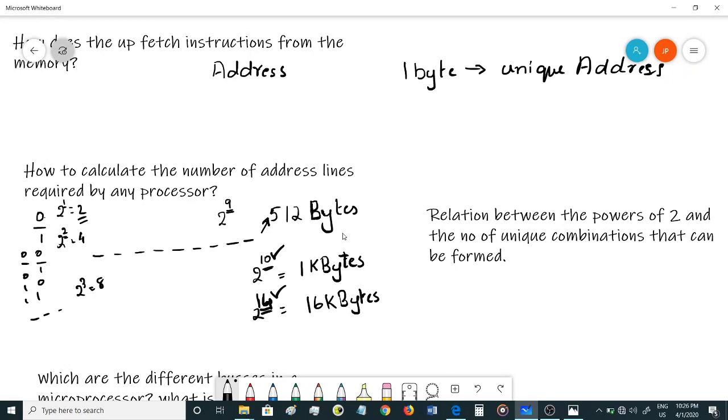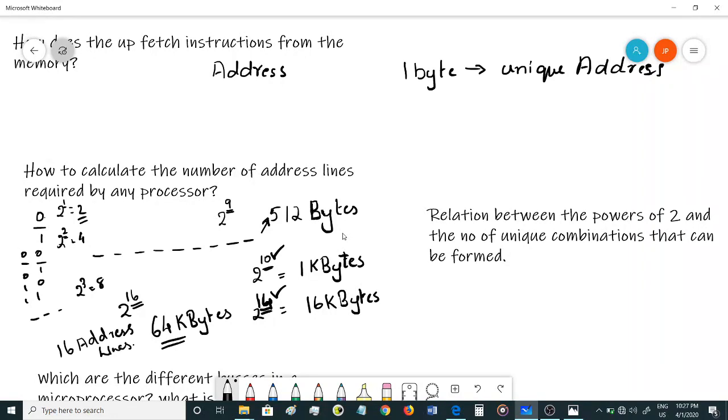And let's say you want to connect 64 kilobytes to your processor, if that is the maximum capacity that you require. How many address lines do you require? 64 kilobytes is 2 to the power 16. You will require 16 address lines. I hope this is very much clear.